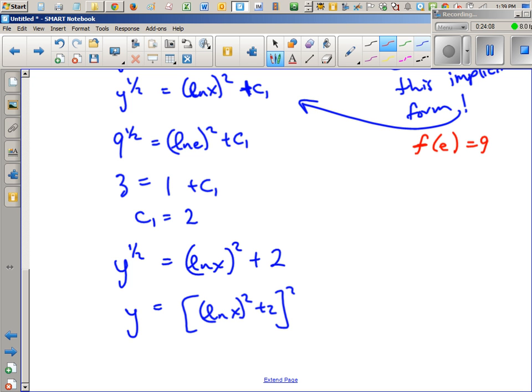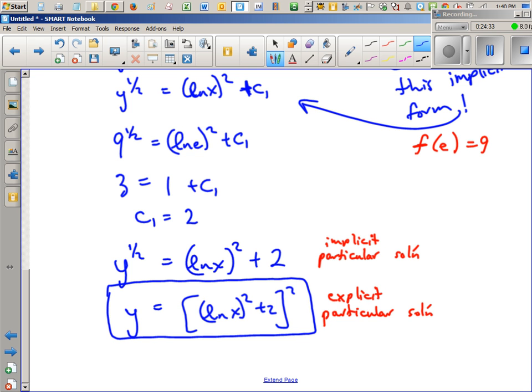Okay, so what is this thing called? This is the particular solution. But it's implicit, meaning we hadn't solved yet for y. And this is the particular solution, and it is explicit. Y is completely isolated. We can actually graph this if we wanted to on our calculator, and it fits the slope field.